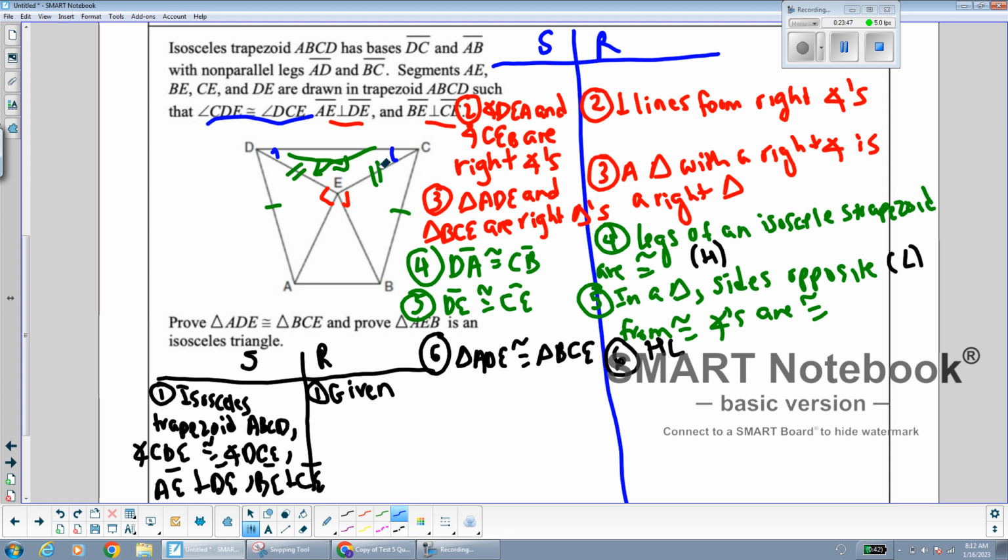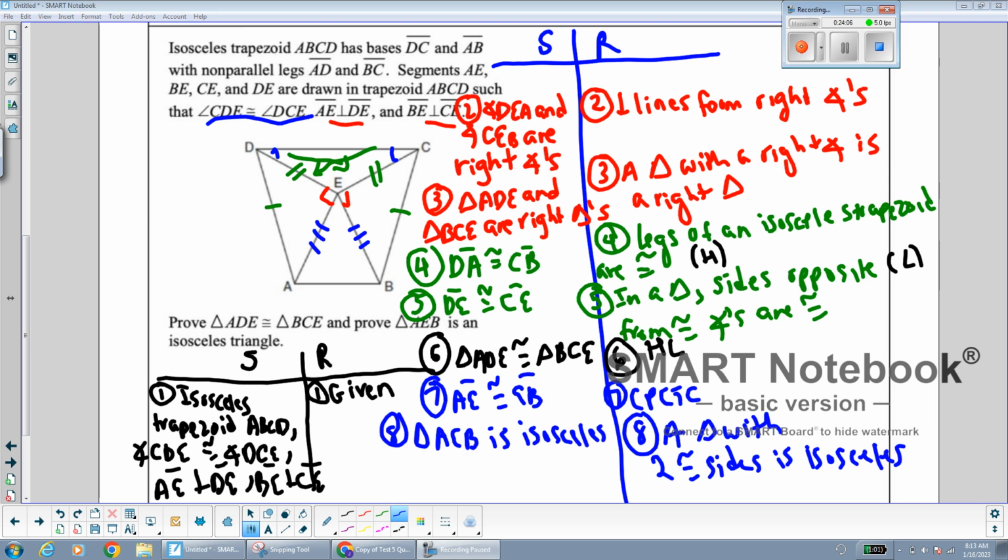So now by CPCTC, I can say that this side of this triangle and this side of this triangle are also congruent. And now I know this triangle is isosceles because a triangle with two congruent sides is isosceles. I'm just going to add in those two steps. I'm going to pause the video. And there we have the rest of the proof. Definitely make sure to pause the video if you need to, because I'm going to move on to the last question, the next coordinate proof.